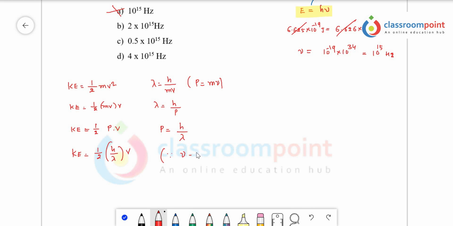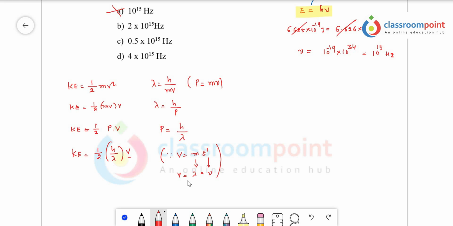Velocity units are meters per second. Meters are the units of length, we can take it as a wavelength. Sorry, this is not the frequency, it is velocity. Velocity units are meters per second, and here meters are the units of length, so I can take lambda, and per seconds are the units of the frequency, so I can take nu. So velocity is equal to the product of frequency and lambda.